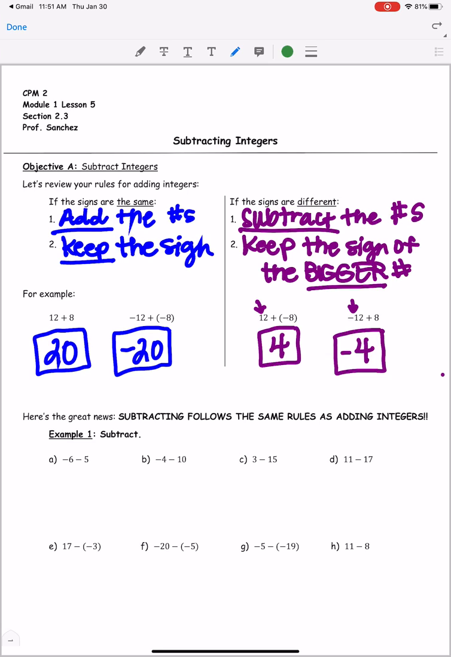So number 1, we got negative 6 minus 5. So first thing you have to ask, are my signs the same or are they different? This one, hopefully we see is the same, since you have a negative 6 and a negative 5. So therefore, we're going to add and keep the sign. So 6 plus 5 is 11. Keep that sign, so that makes that negative.